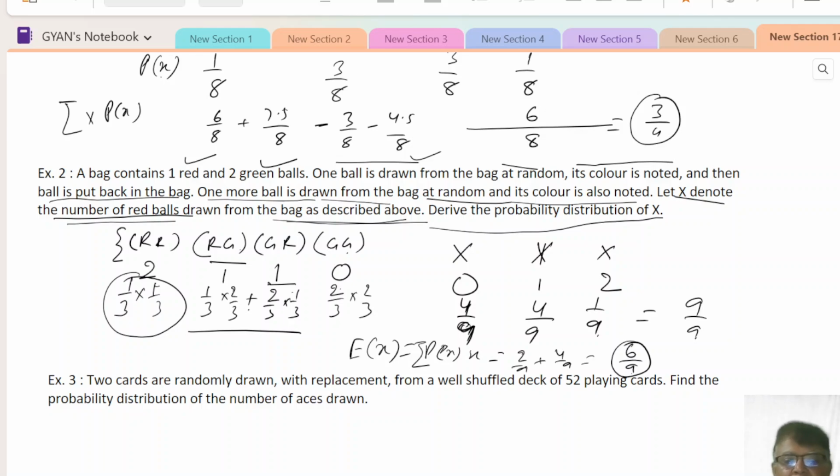So the expected value of the number of rates coming is 6 by 9. Number of rates coming is 6 by 9.